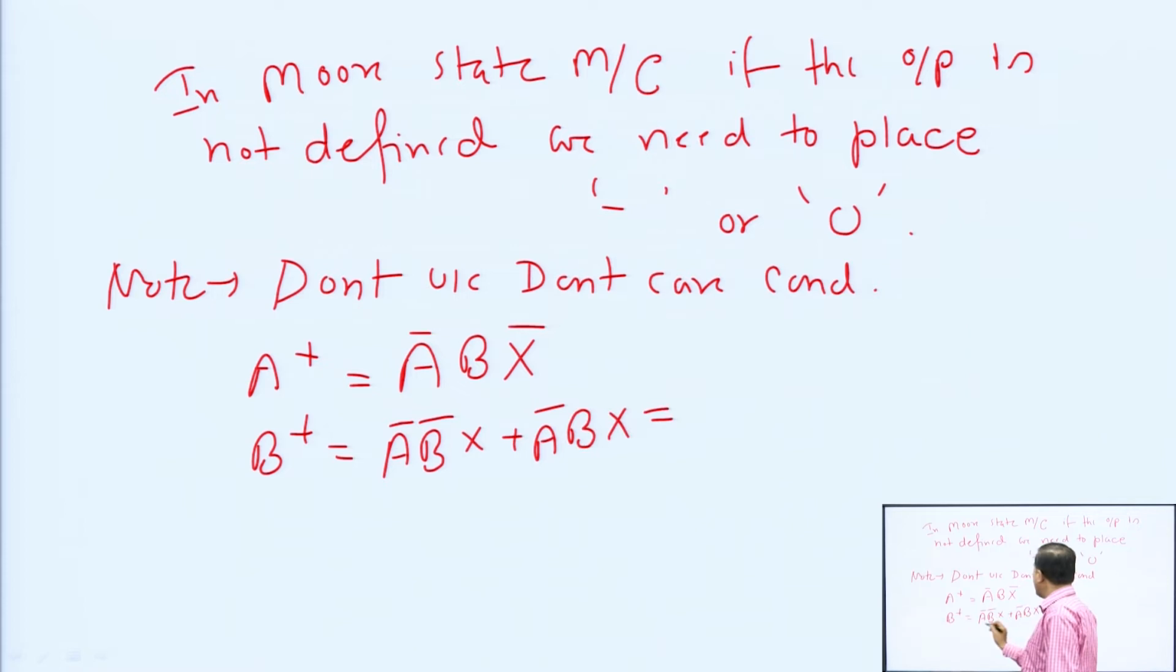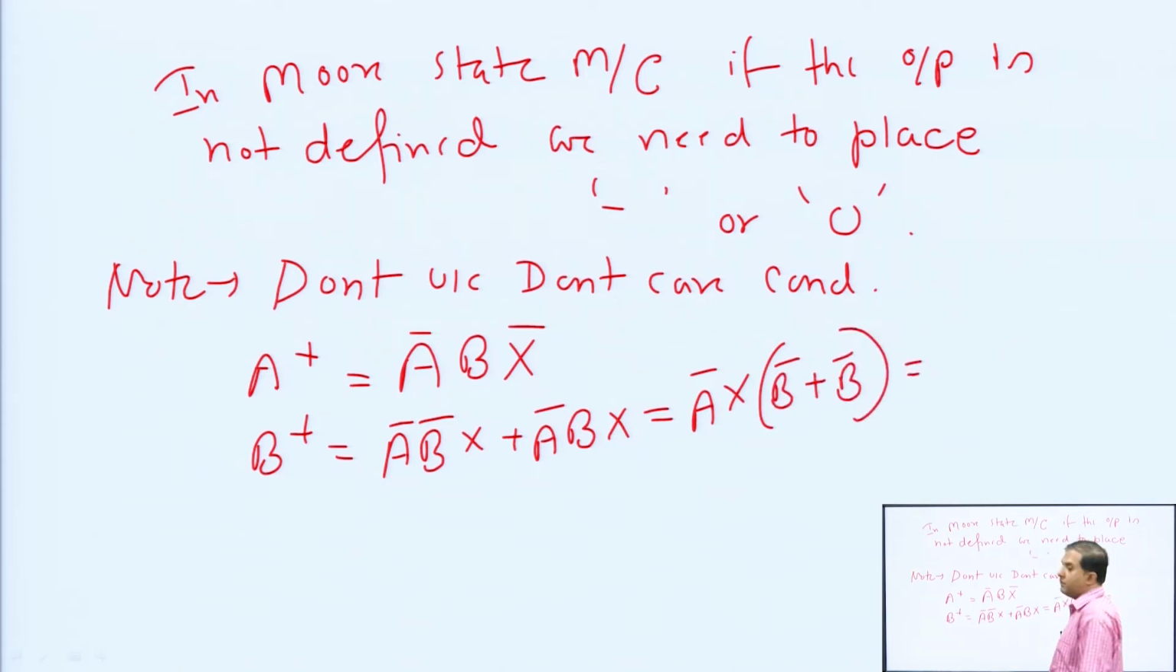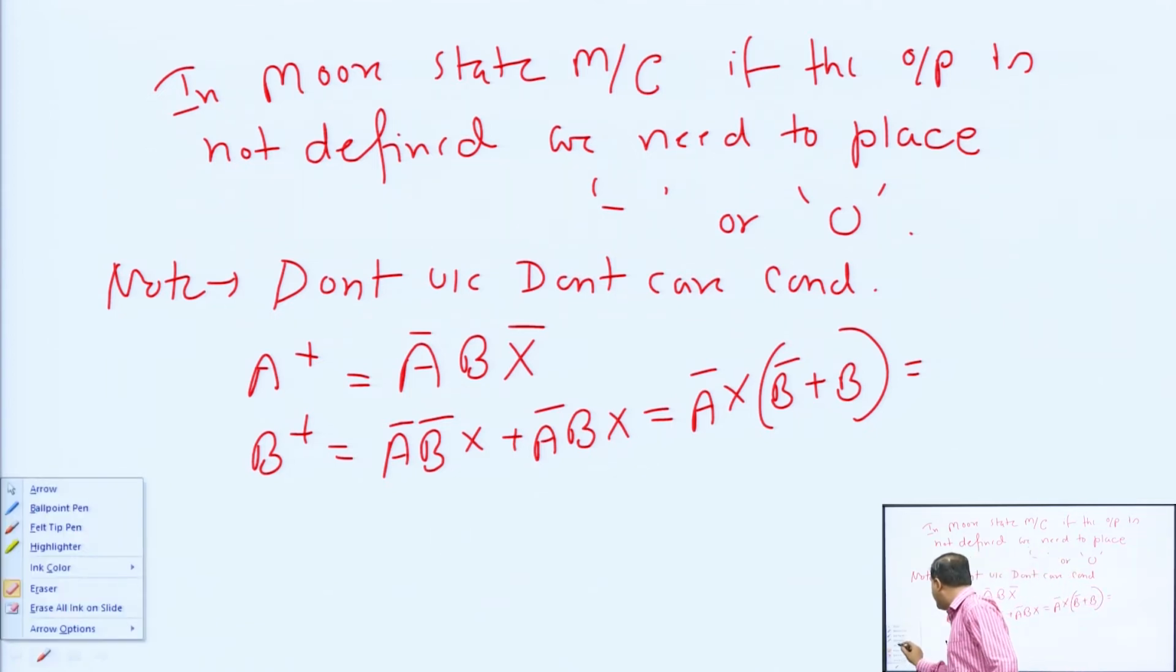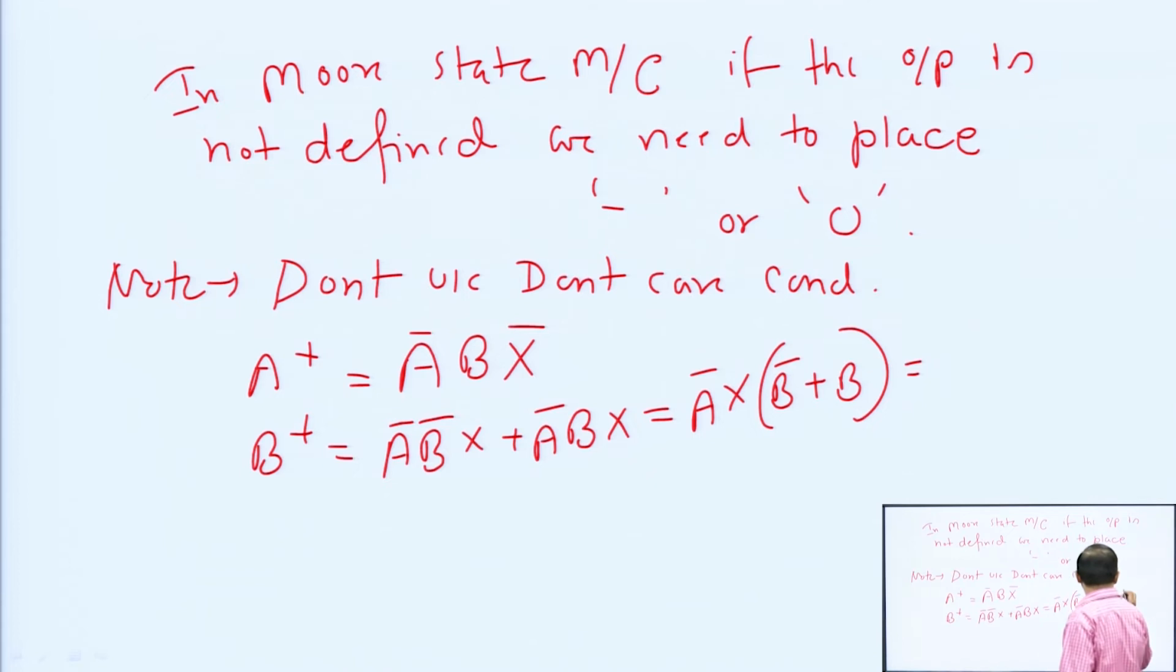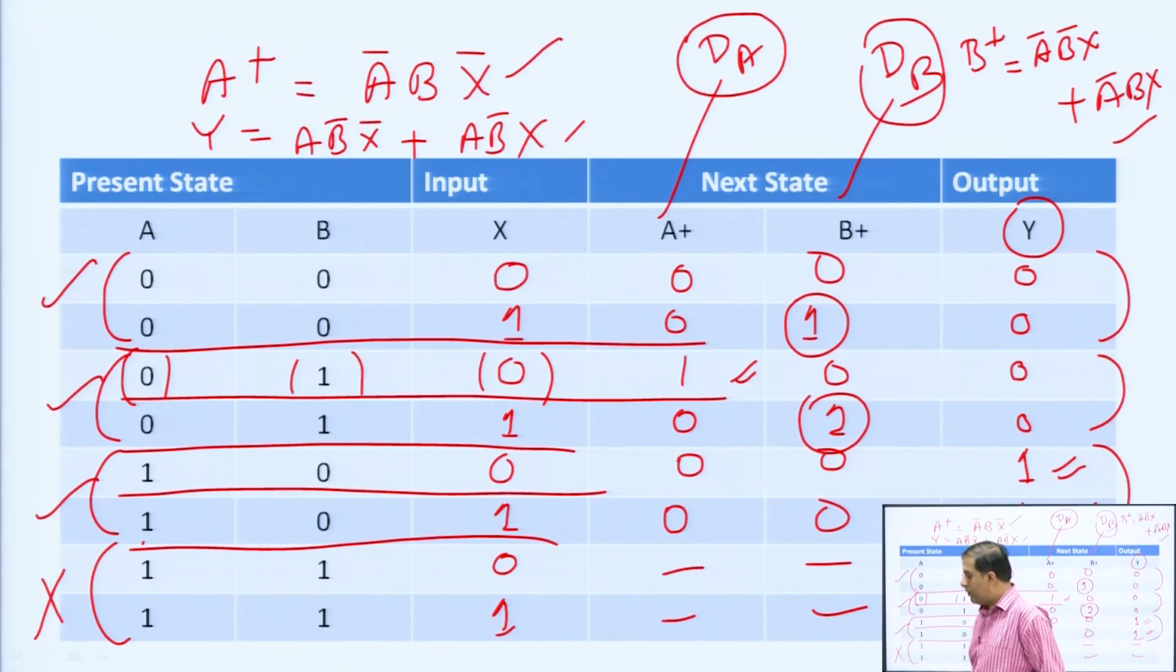So, here we can take A bar x common. Taking it common, it will be B bar plus B, and we know from the Boolean laws that B plus B bar will be 1. So, it will be A bar x, got it. And for y, what value are we having? A B bar x bar plus A B bar x.